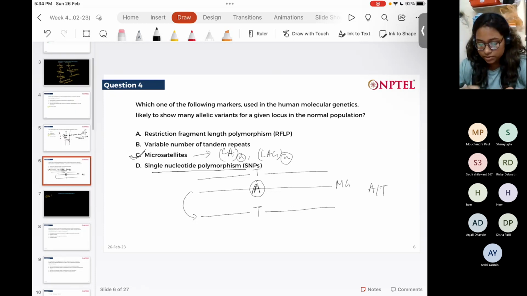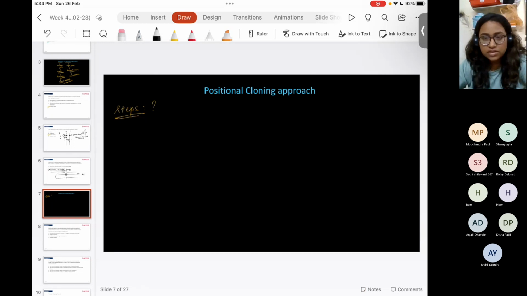Fine, no queries. Now, as I promised previously, I'll be discussing the positional cloning approach in more detail. And if time permits, I'll be discussing a word problem as well towards the end. Okay. So for doing positional cloning, you know why it is important, why people have used this method, which I've already discussed. Now, how do people do positional cloning? What are the steps involved?